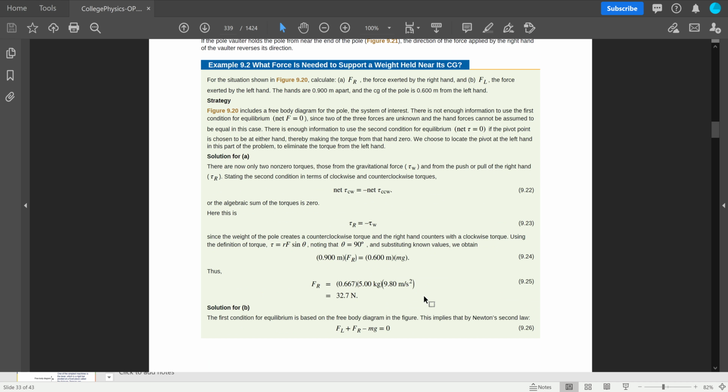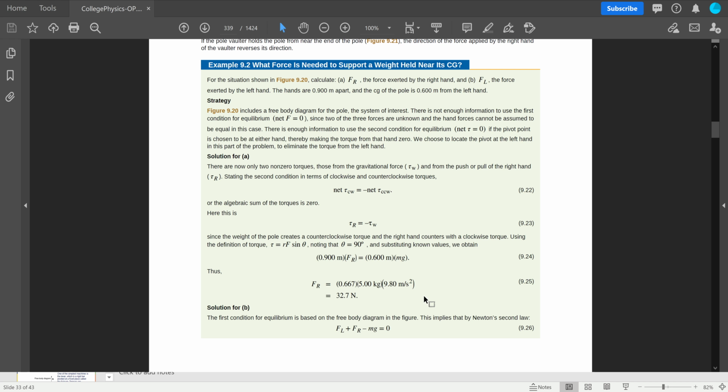Okay. So our strategy: there is not enough information to use the first condition for equilibrium, which says net F equals 0. We can't start off with that one, since 2 of the 3 forces are unknown, and the hand forces cannot be assumed to be equal in this case because they're at different distances.